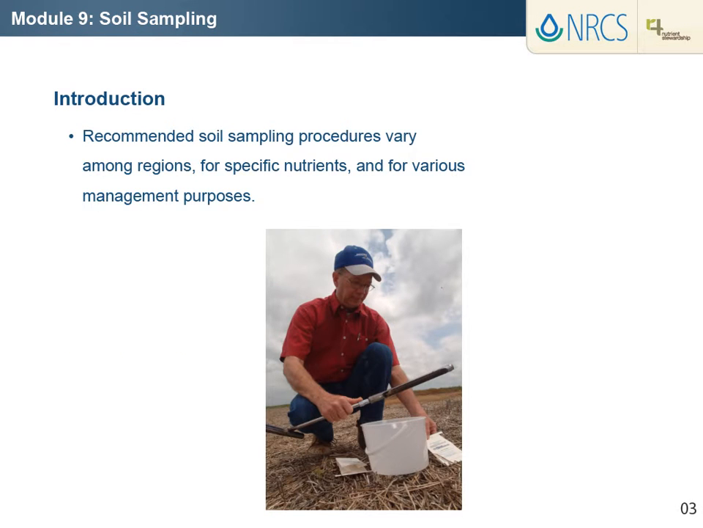Recommended soil sampling procedures can vary significantly between geographic regions for specific nutrients and for specific management requirements. The information provided here relates to routine testing for soil pH and immobile nutrients, such as phosphorus and potassium, but also is relevant for mobile nutrients such as nitrate nitrogen. Specific sampling recommendations should be followed for each nutrient and region.